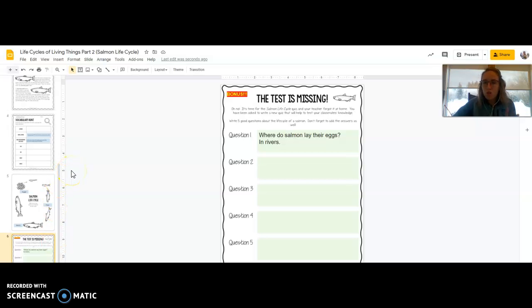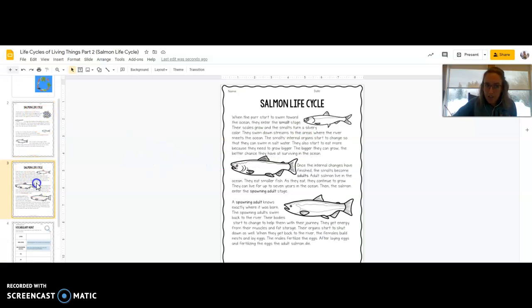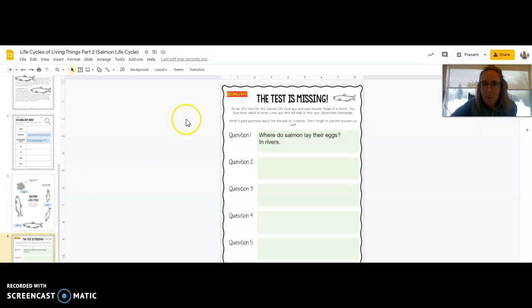If you choose to do this, you are going to come up with questions from this nonfiction text. The directions say, oh no, it's time for the salmon life cycle quiz and your teacher forgot it at home. Oh, Mrs. Thomas. You have been asked to write a new quiz that will help to test your classmates' knowledge. Write 5 good questions about the life cycle of a salmon. Don't forget to add the answers as well.